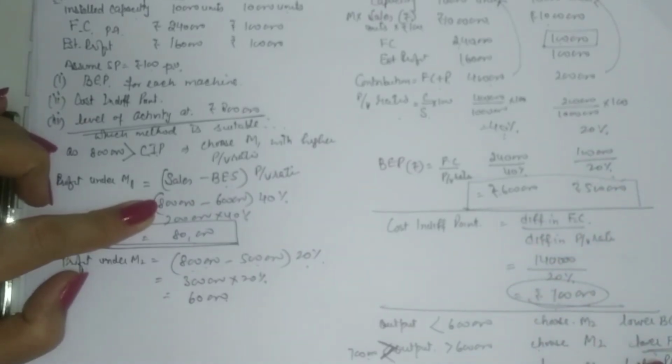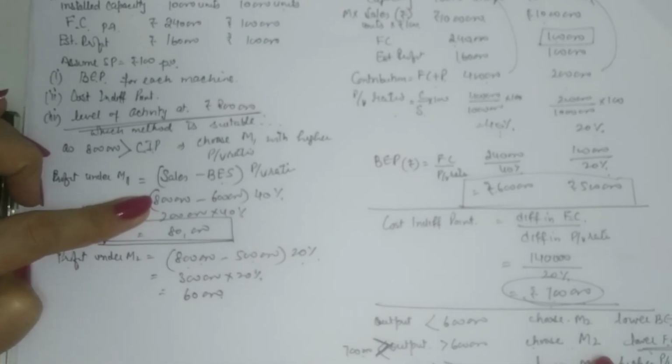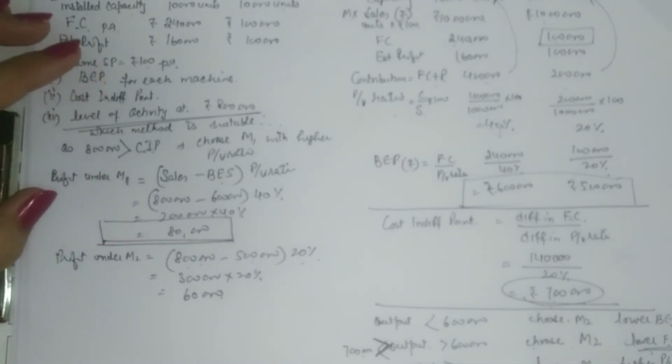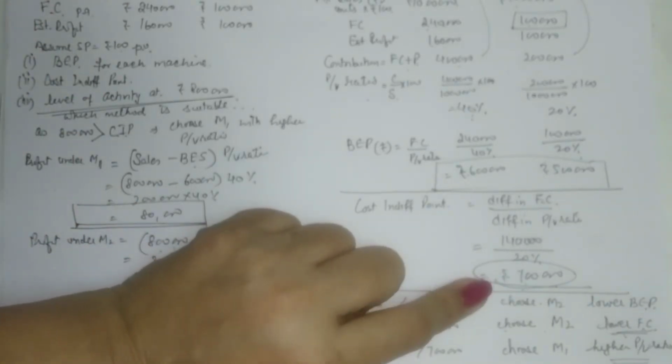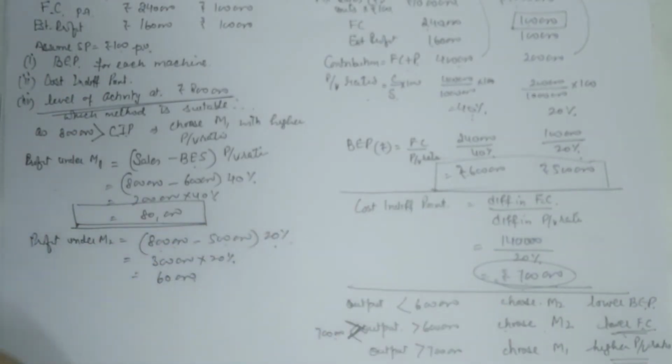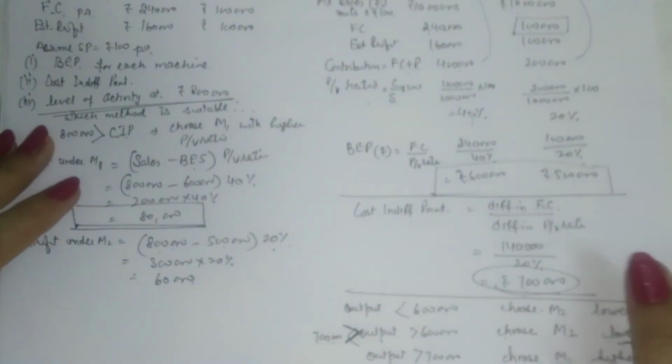So your choice is relevant here, your choice is correct here, that you should choose a machine with the lower fixed cost when your activity level is below this. So on the basis of cost indifference point, we can make a choice between the methods of production, that which method will be better.